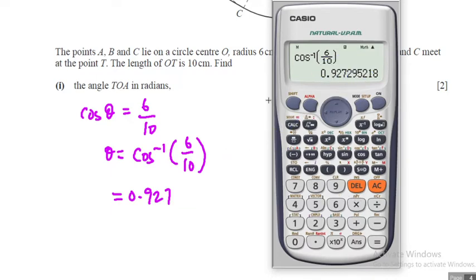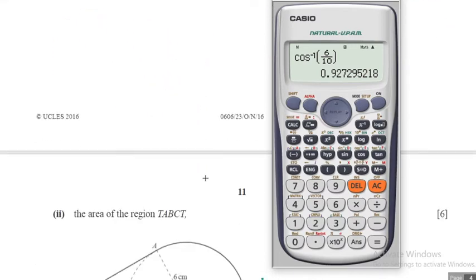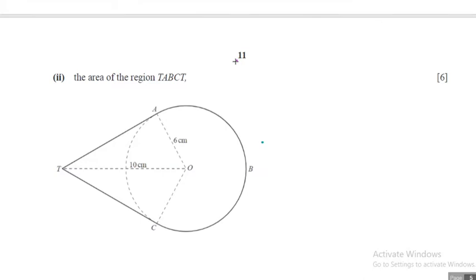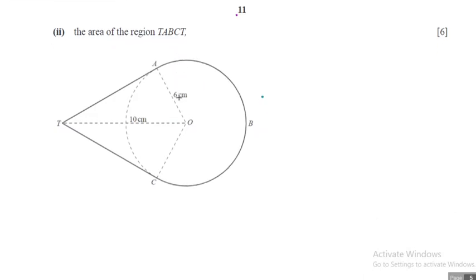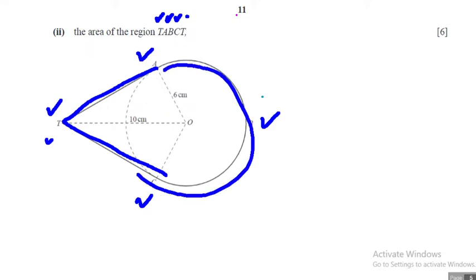Okay, so that's it, right? Should be fine. Okay, next, move on. What is this? The area of the region TABC. Oh, actually, it's the whole shape. They just put it in this way to confuse you.